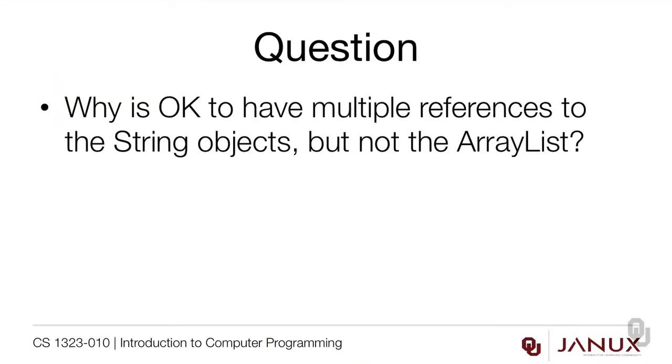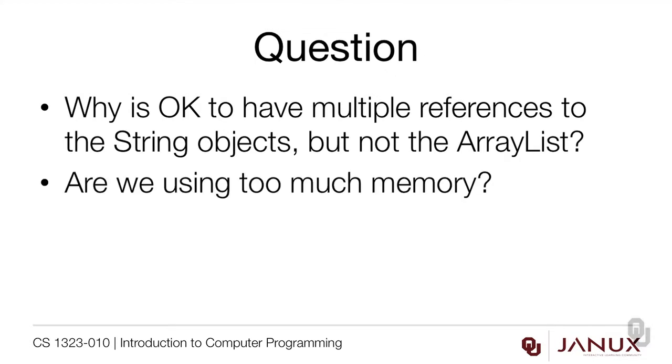Here are some questions you might be thinking about. Why is it okay to have multiple references to the string objects but not to the array list? Well, the thing is with the array list, by having one reference to it, when we made changes, all those changes would be reflected. That's because array lists are mutable. That is, they can be changed. On the other hand, string objects are immutable. So we know that none of those string objects are going to be changed, and that's why sharing is okay. And in fact, this is why the Java Collections Framework was designed to use immutable objects.